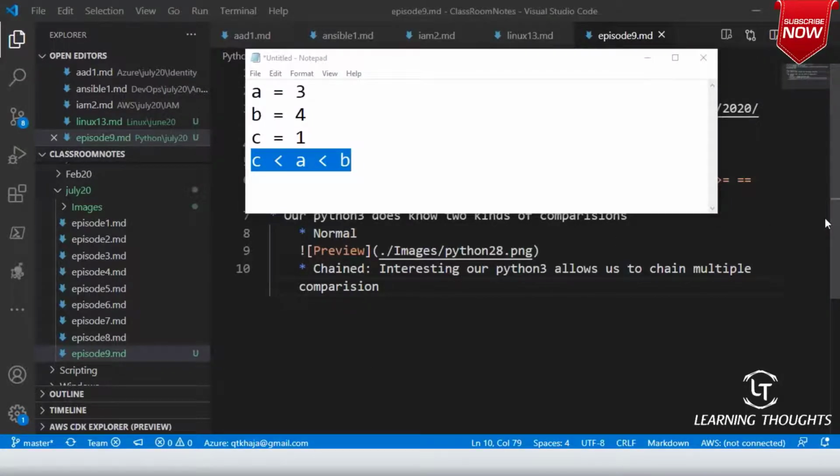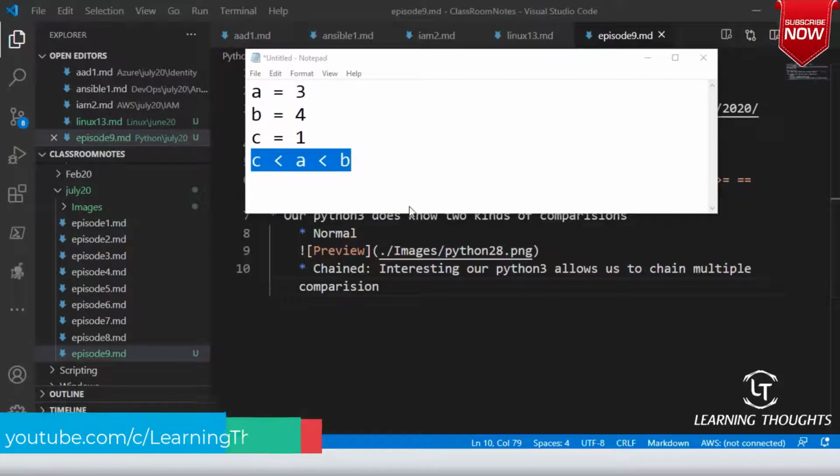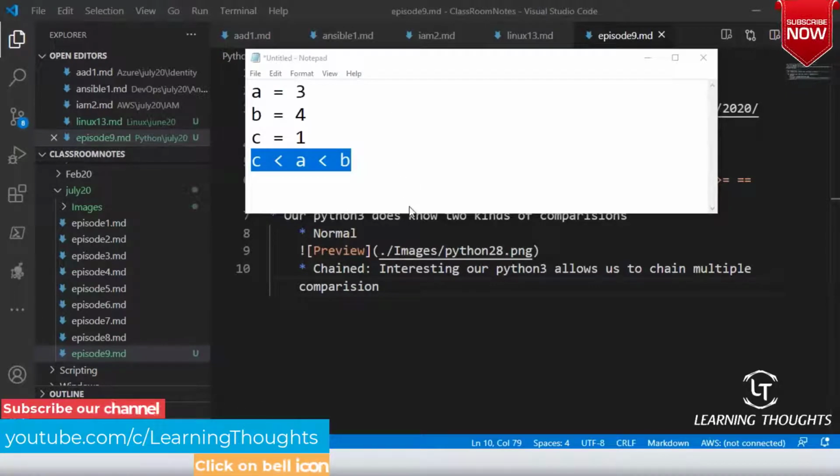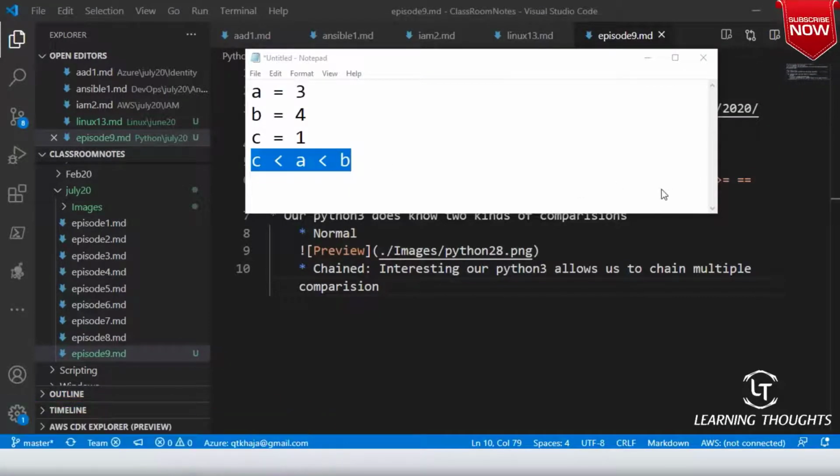Okay. Everyone in the classroom, what is the value of C? C is 1. Is 1 less than 3? Yes. Is 3 less than 4? Yes. But these are the kind of expressions which we understand. If we have to tell it to programming languages, in other languages you will try to tell C is less than or equals to A and A is less than B. Yes or no? This is what you type, right?